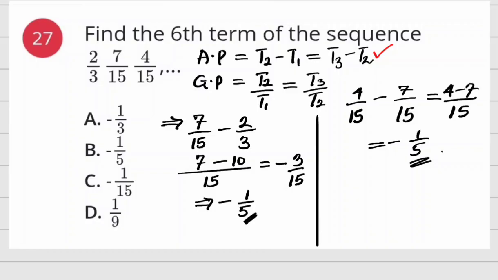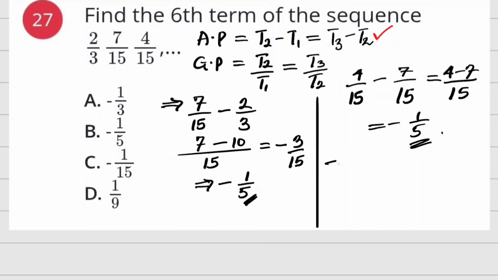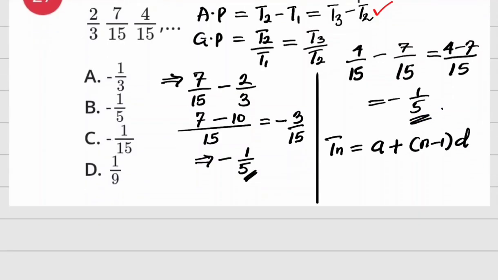In an AP, we must know that the nth term is always the first term plus the number of the term minus 1 multiplied by the common difference, D. So here, our A is the first term, our N is the position of the term we are looking for, and our D is the common difference, which is minus 1 over 5. So let's substitute in this formula. T6 will be A plus, N is now 6, that will be 6 minus 1, that is 5, that will be 5D. So this is our T6, the sixth term.